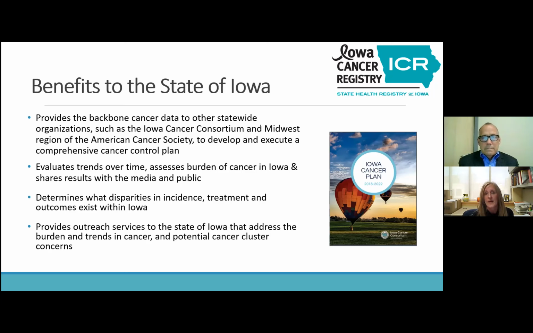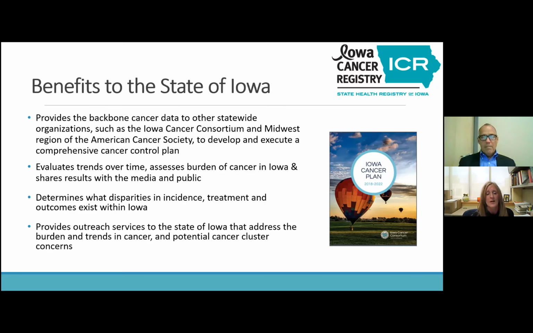With our data, which goes back to 1973, we're able to evaluate trends over time. We can assess the burden of cancer in Iowa, and then we can share these results with the media and the public. We do that every year in March when we have our press conference for the release of the new annual report. We can also determine what disparities there are in incidence or treatment and then outcomes that exist within Iowa. That is one of the main focuses of this year's Cancer in Iowa report that I'll be talking about here in a little bit.